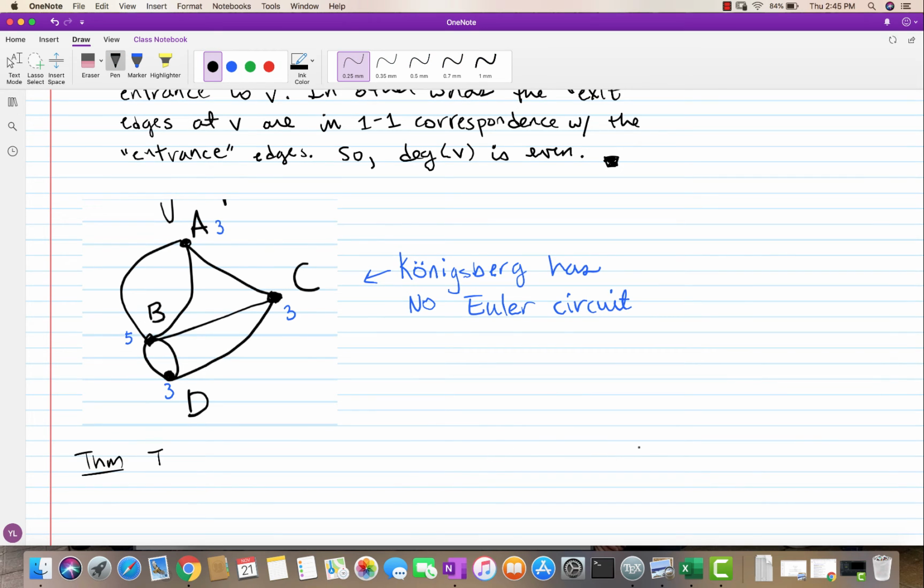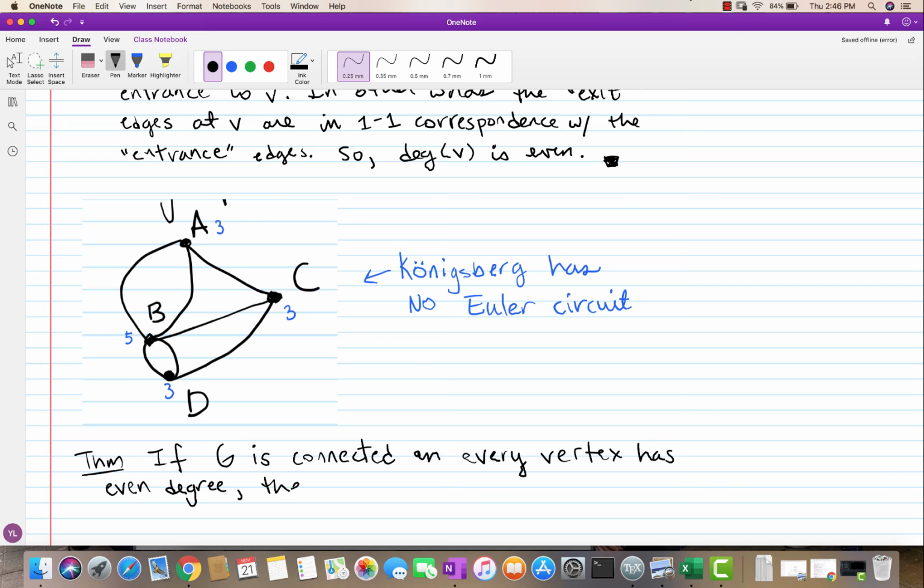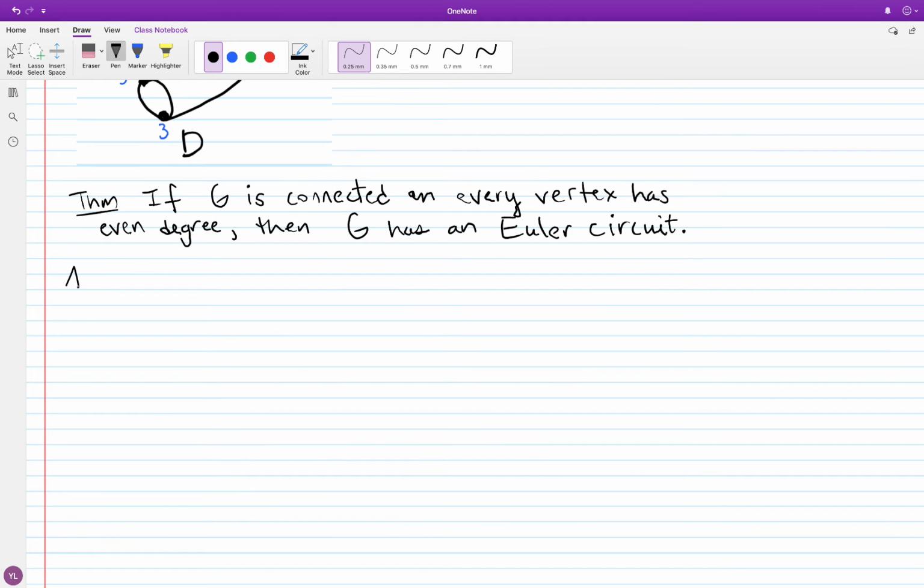Okay, now here is the converse formulation of the theorem that we just proved. This tells you when you will have an Eulerian circuit. So if you have a connected graph, and certainly your graph would have to be connected in order to have a circuit, if you have a connected graph and every vertex has an even degree, then you're guaranteed to have an Eulerian circuit. We're going to focus on constructing Eulerian circuits in a graph that has them.